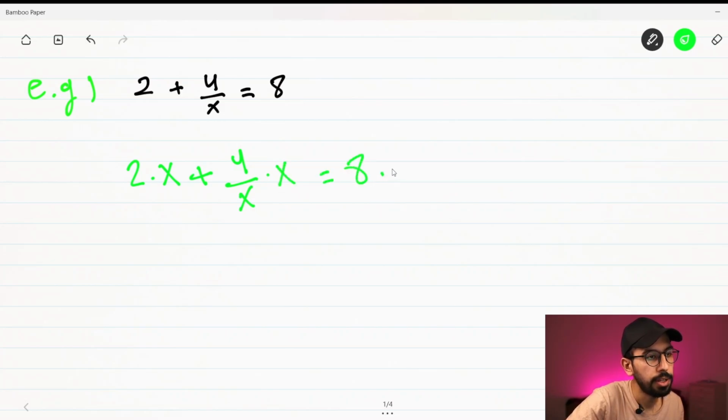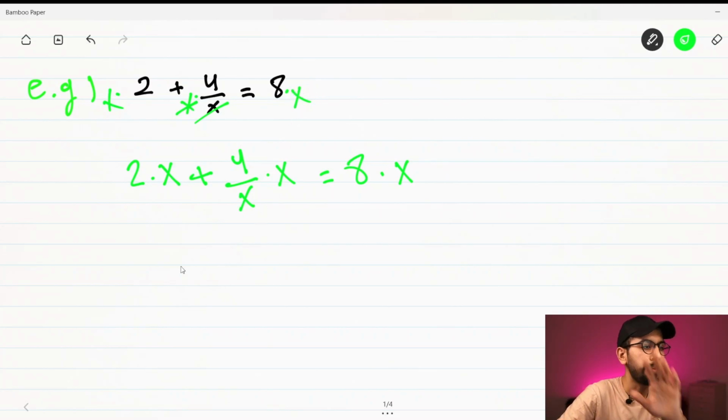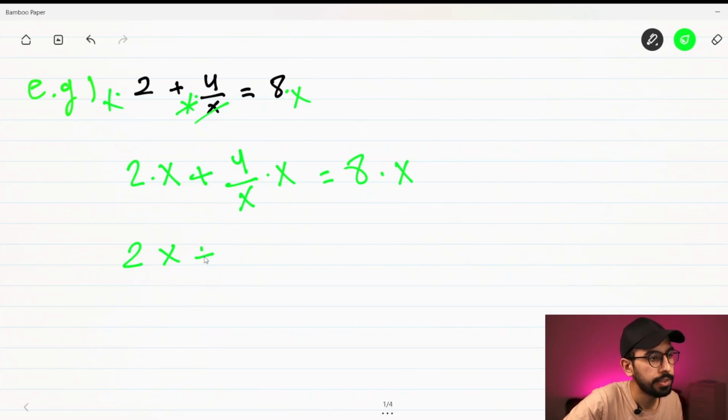8 multiplied by x, because we have said when we do an operation on one side, we need to do it on the other side too. So we multiply by x here, here, and here. This x will cancel this x, and we have 2x on this side and 8x on this side. So 2x plus this x will cancel this x, and we will have just 4 equals 8x.